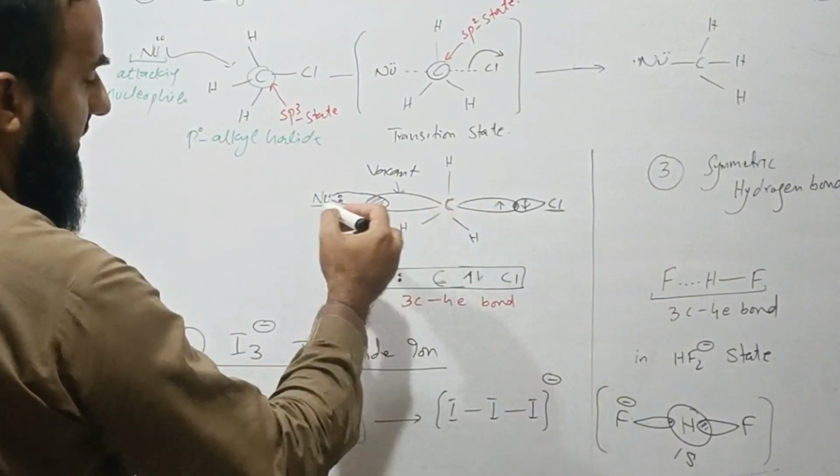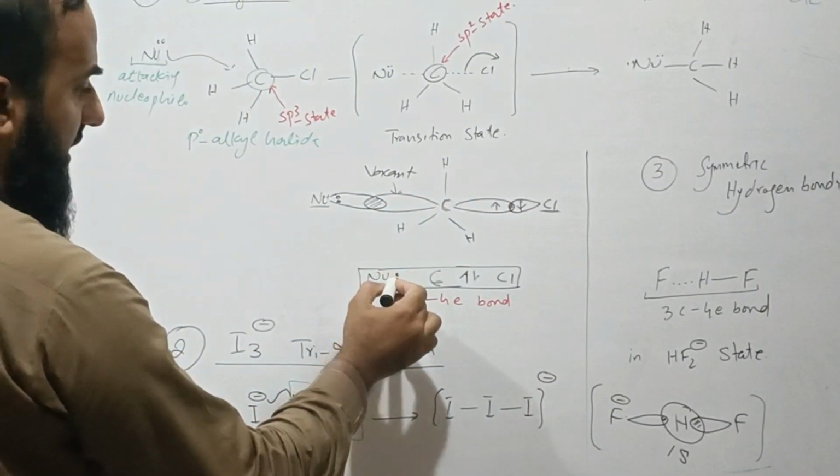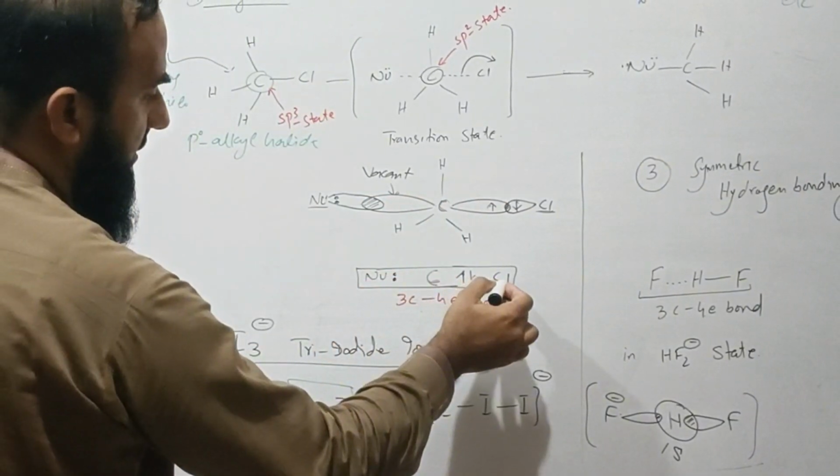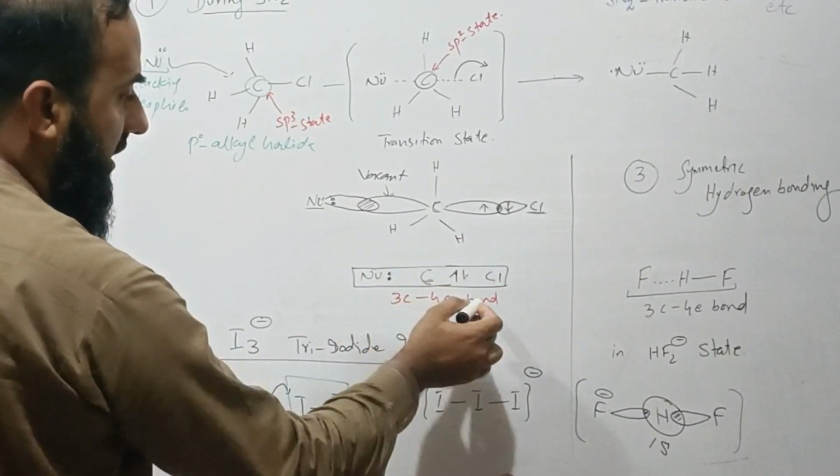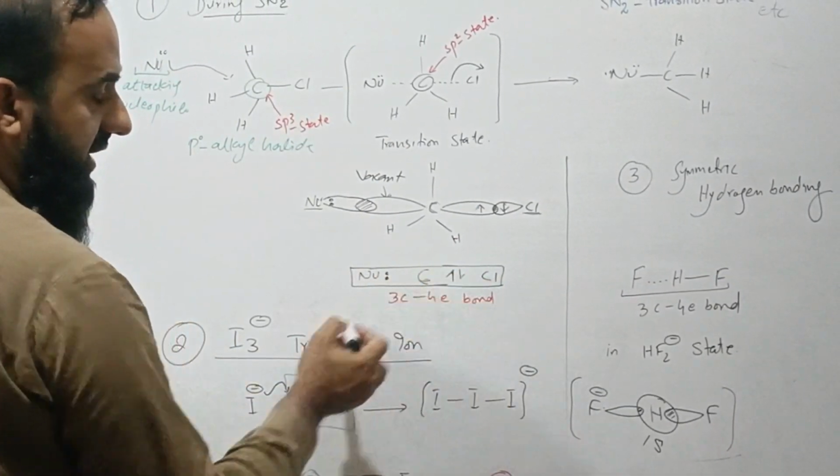So this nucleophile donates its lone pair of electrons to this overlapped orbital. So in this state, nucleophile, carbon and chloride, a 3-centered 4-electron type bond is formed.